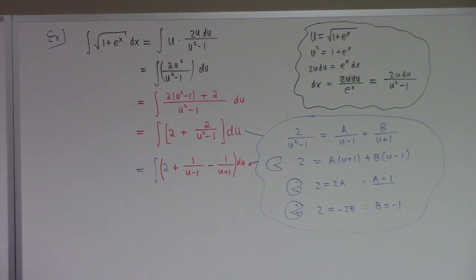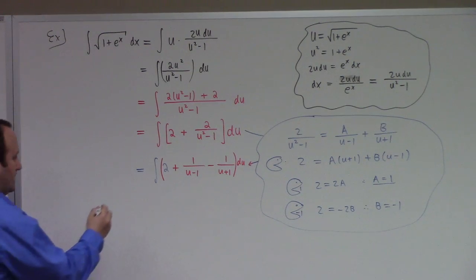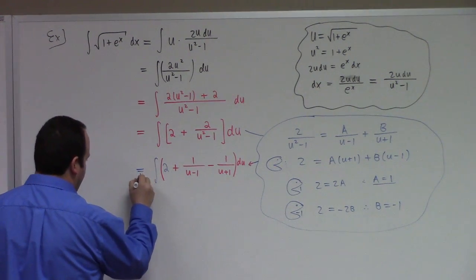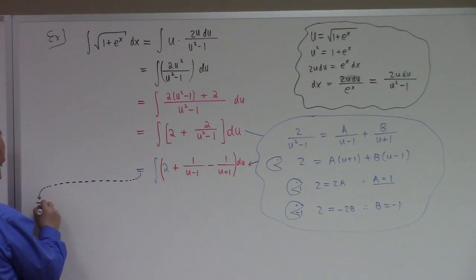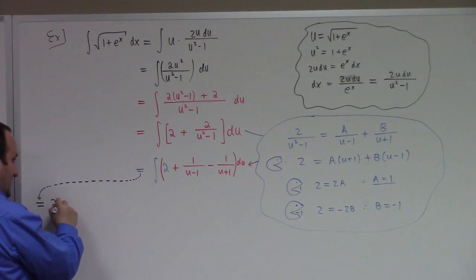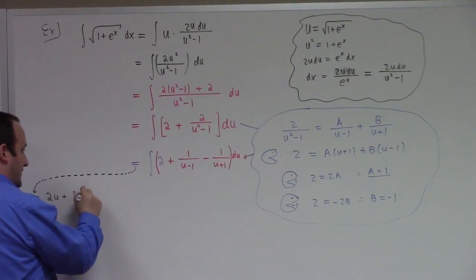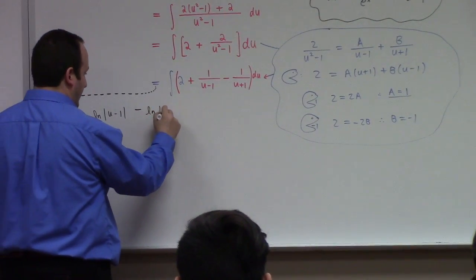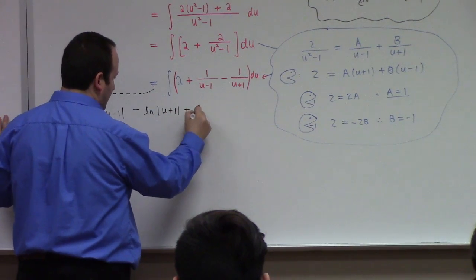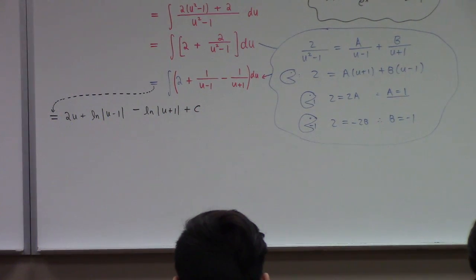And the integration yields for us what? I'm going to put it over here because I did this example earlier today and I know how much room I need, roughly speaking. All right, so this is 2u plus the natural log of the absolute value of u minus 1 minus the natural log of the absolute value of u plus 1 plus a constant. Now we're not done. What do we need to do?